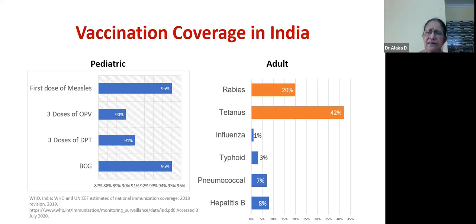What is the immunization in the adults? Rabies vaccine, as and when the person gets a dog bite. So there is 20%. Tetanus is about 90%. Influenza, just 1%. Typhoid, 3%, because we feel now that as we are adults, we will not develop typhoid. Pneumonia, 7%. Hepatitis B, only 8%. In spite of all the advances and diagnostic availability, only 8% of people are vaccinated against hepatitis B.